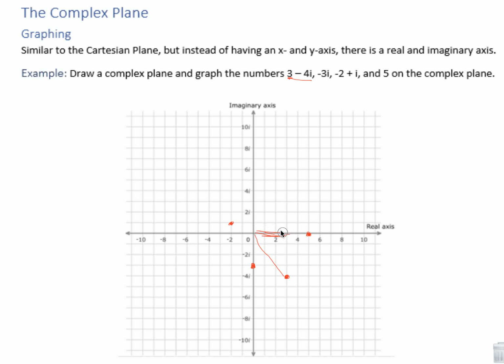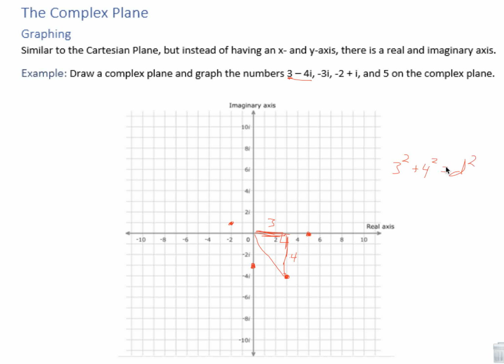And what's this length? Well, that's our real length. That was 3. And this was negative 4. So we went down 4. So the distance is still 4. And how do we find the hypotenuse of a right triangle? Well, we do the Pythagorean Theorem. So we have 3 squared plus 4 squared equals that distance from 0 squared.